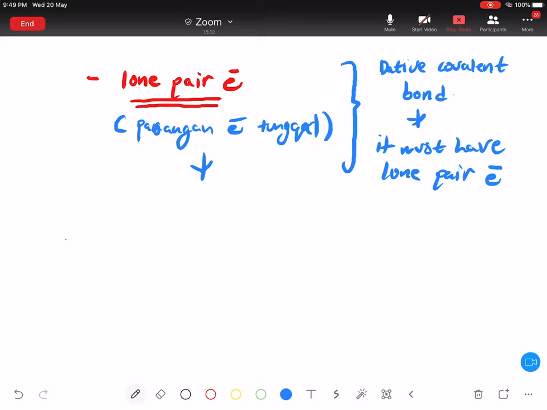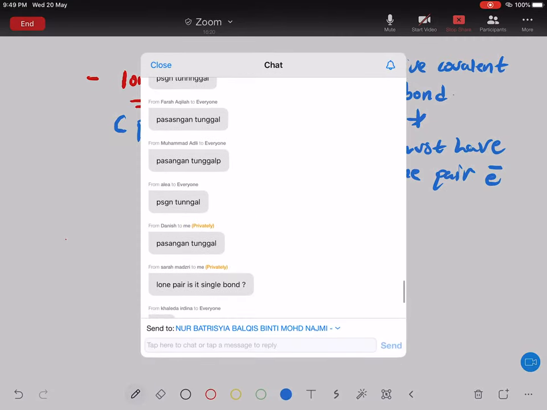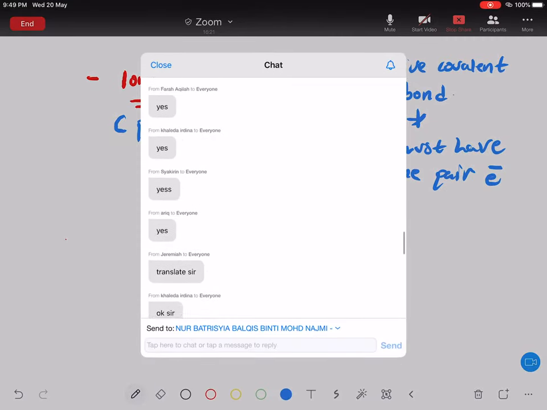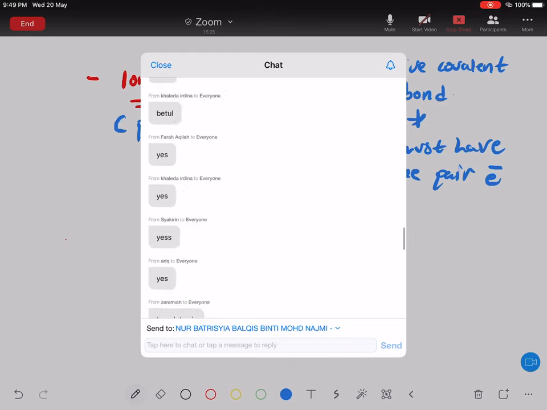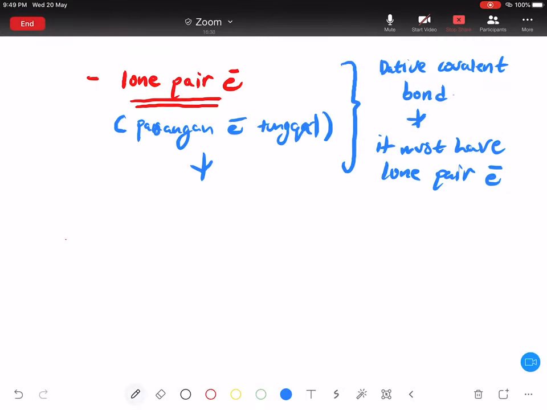Like I taught yesterday, if you want to make a hydrogen bond, what is the condition? Quickly. It must have a lone pair. Very good. One of the students asked me earlier: is a lone pair a single bond? No, Sarah. A lone pair is not a single bond. Later I will tell you.